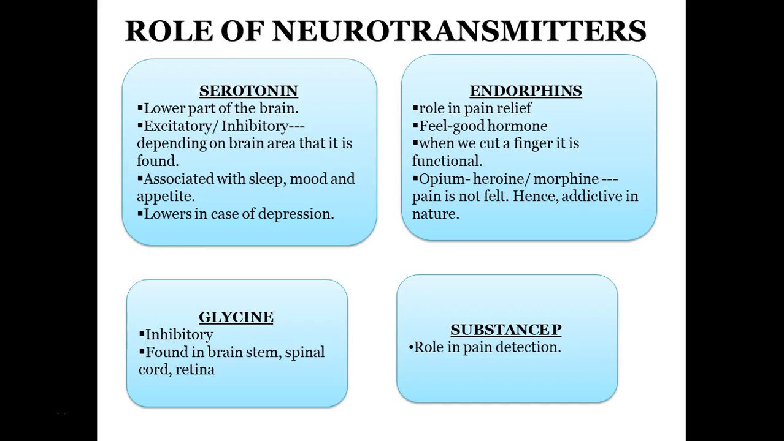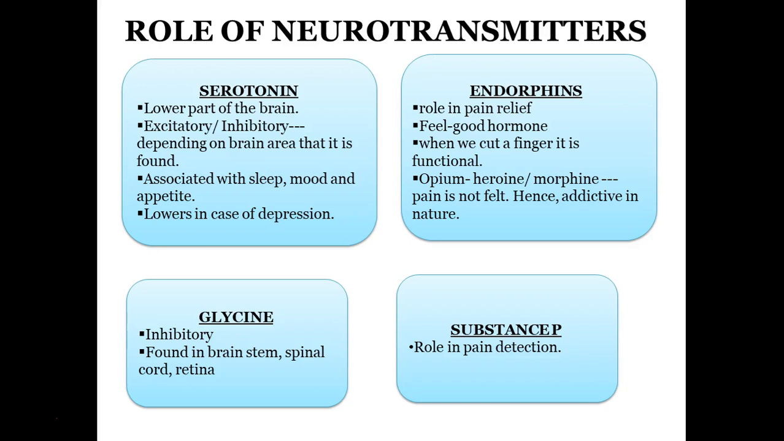Then endorphins are pain relief hormones. We also call them feel-good hormones. When we cut a finger, this hormone is very much functional at that time. Opium, heroin, morphine. When these substances are taken, then pain is not felt. Basically, they mimic the endorphin. Opiums are the substances or chemicals which mimic the endorphin and attach to its receptor site, so that it helps in the pain relief factor. So basically, when we exercise or we go for a morning walk, we generally feel good, and that is because of the release of endorphins at that time.